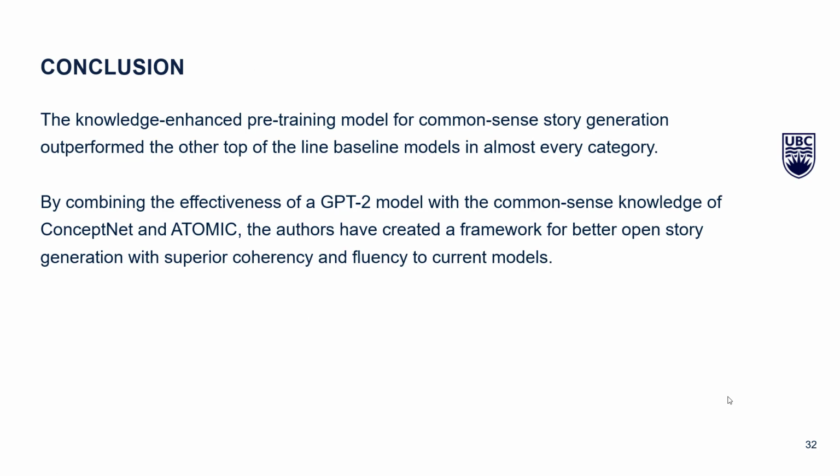So in conclusion, the knowledge-enhanced pre-training model for Commonsense story generation outperformed the other top-of-the-line baseline models in almost every category. By combining the effectiveness of a GPT-2 model with the Commonsense knowledge of ConceptNet and Atomic, the authors have created a framework for better open story generation with superior coherence and fluency to current models.